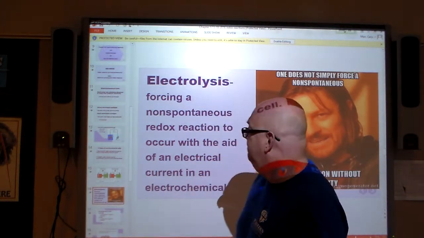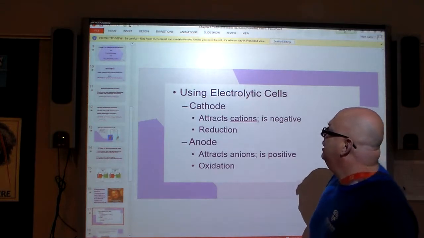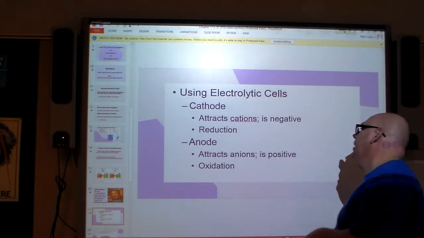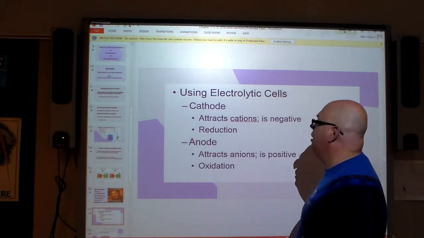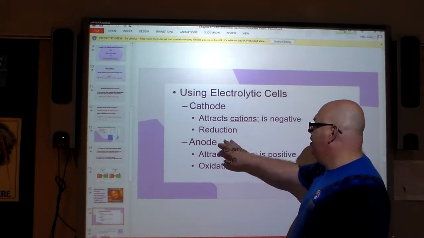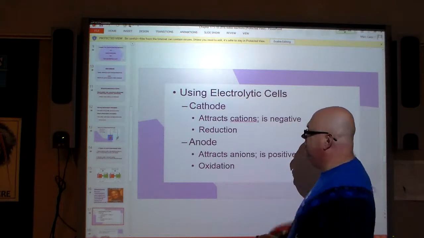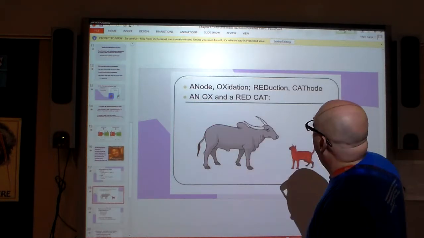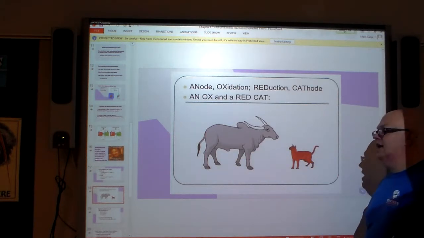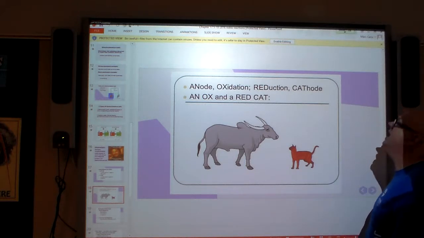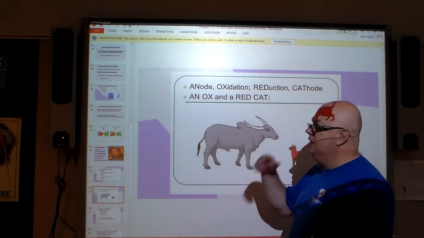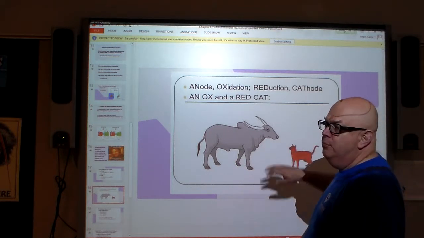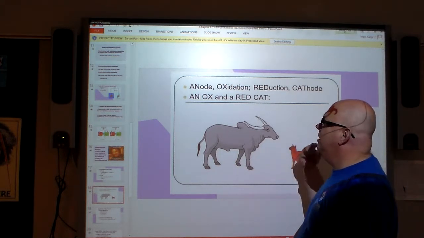Think about that. Using electrolytic cells, we talk about cathodes attracting cations. It's negative, it's reduction. The anode attracts anions, it's positive, it's oxidation. I love the terms red cat and an ox. That is absolutely fantastic. So red cat and an ox is a way to remember what is happening at the anode and the cathode.